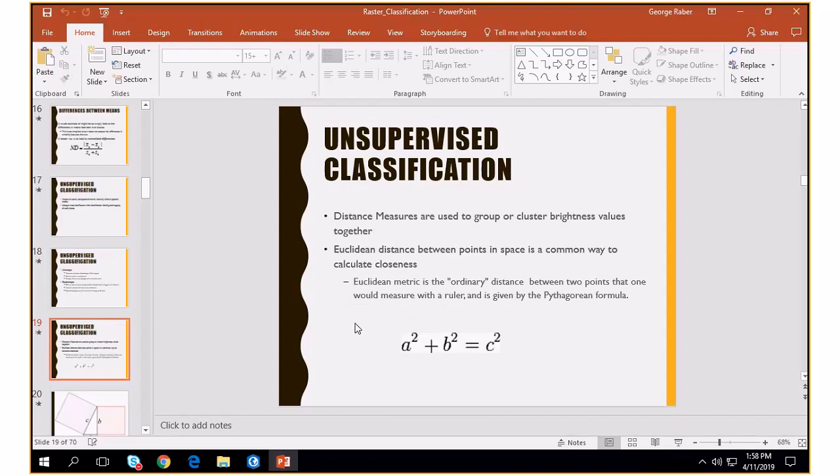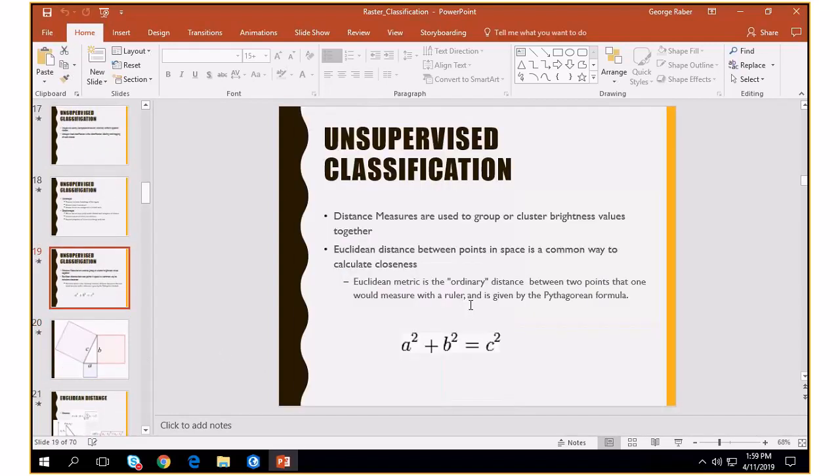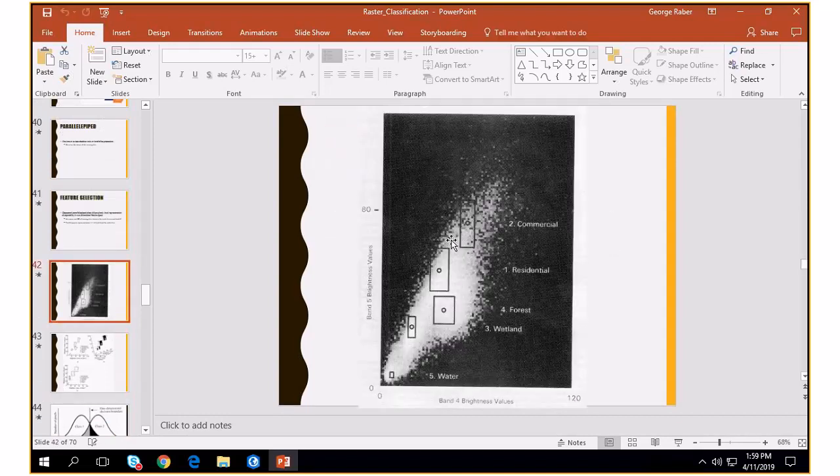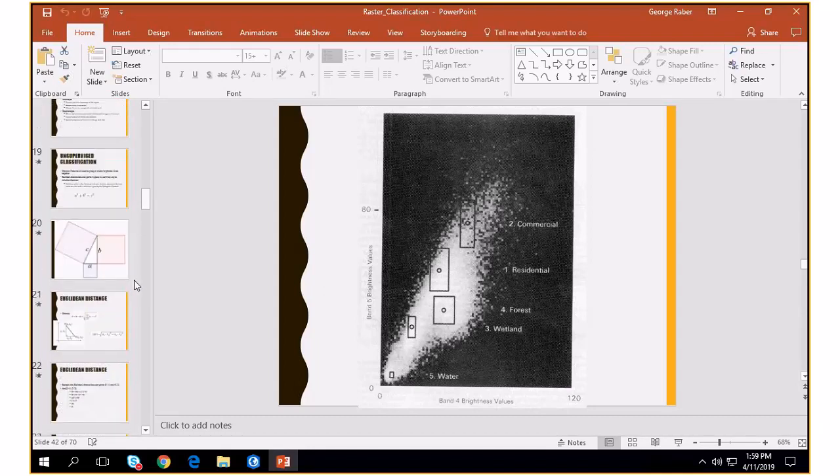The simplest way to do unsupervised classification is to identify a few means in your data and then find the distance to the center of those clusters. So let's talk about finding distance real quick. This is the Pythagorean theorem: a squared plus b squared equals c squared. If we had 2 bands that we were considering, like this, the distance from this pixel to that pixel, we can just use the Pythagorean theorem to find it. That's what this is referring to.